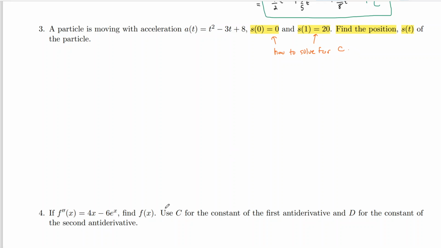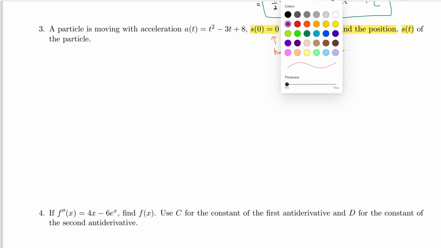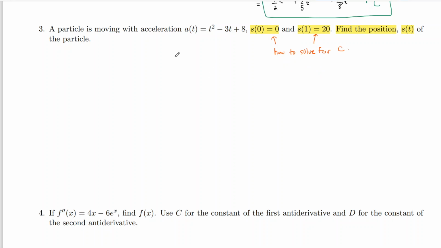Right? So comparing that to just number 4, since it's on the screen, this says use C for the constant of integration, constant of the first antiderivative, and D for the constant of the second antiderivative. Well, we haven't done 2 yet, so that might not make a lot of sense yet. But the point is, in this problem, we aren't given those directions. So we're going to be able to solve for C.